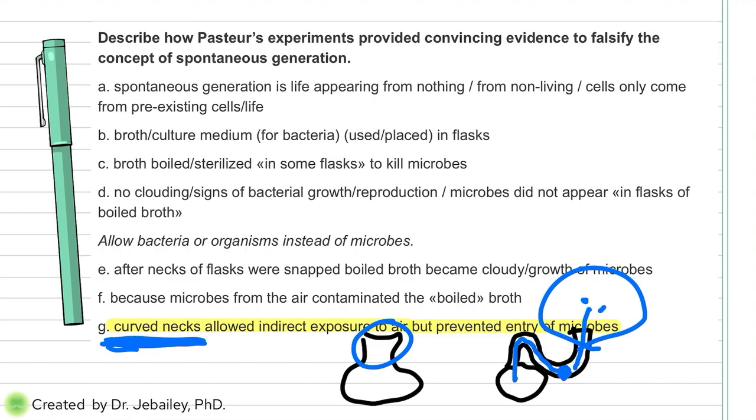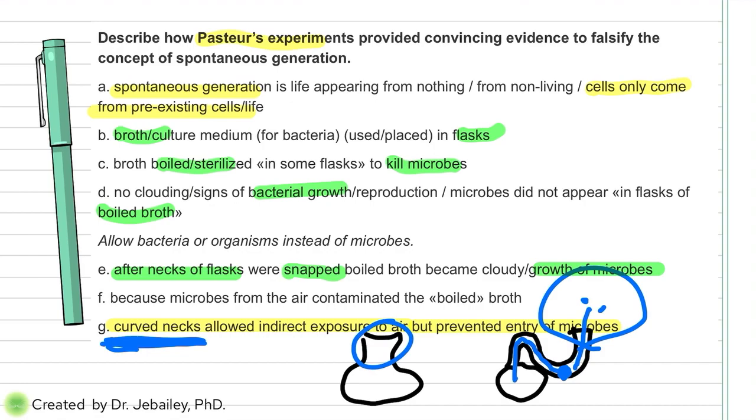So, a quick scoop on how Pasteur's experiment provides proof. First and foremost, mention what spontaneous generation was, and mention what Pasteur's experiment was proving: cells come from cells. That's the first. Second, mention they used broth in a flask. Mention that the broth was boiled or sterilized to kill the microbes. Mention that there was no bacterial growth after it was boiled. Then mention that after the neck of the flask was snapped, broken, there was growth of microbes again.